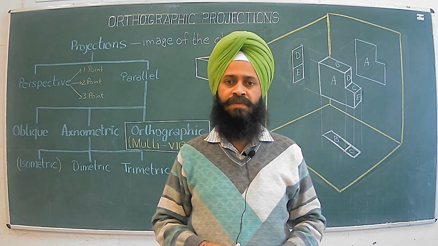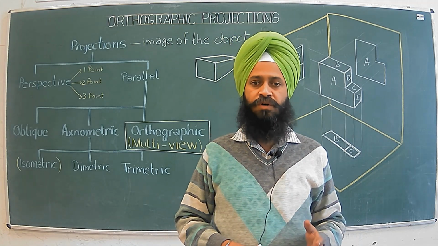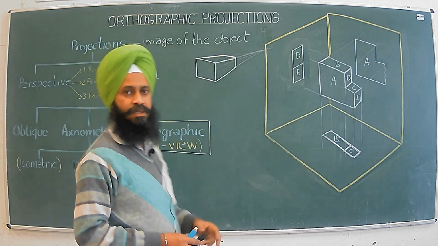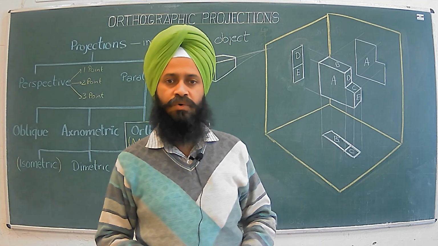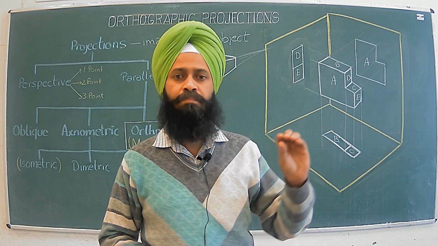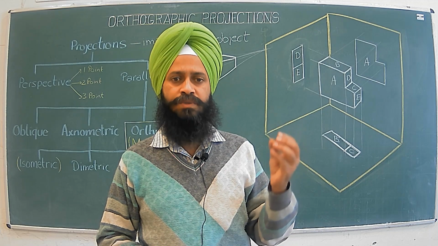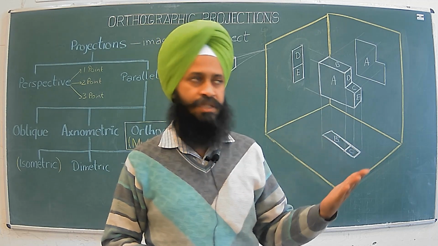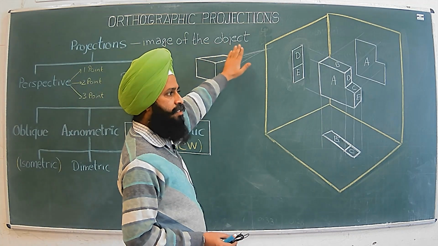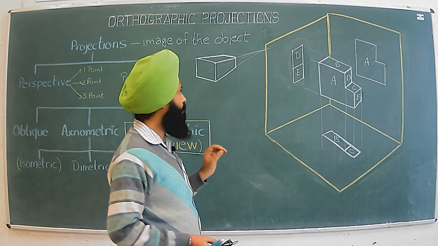Welcome students. So this video is regarding orthographic projections. First of all, we will learn what is projection. Projection is the image of the object that we draw in our drawing. It means we are projecting an image on a plane. So there is an object, there is an observer and there is a plane of projection. The image that we form on the sheet is called the drawing of the object, or the projection of the object.